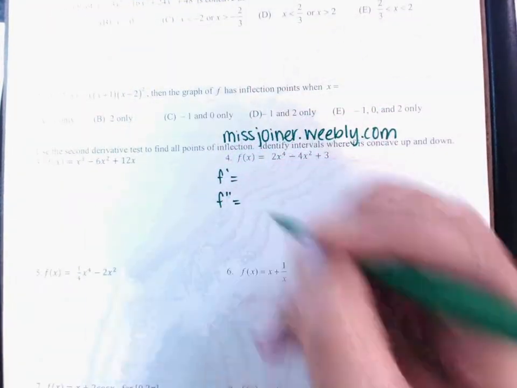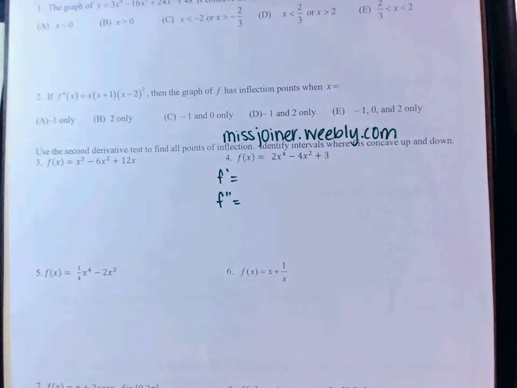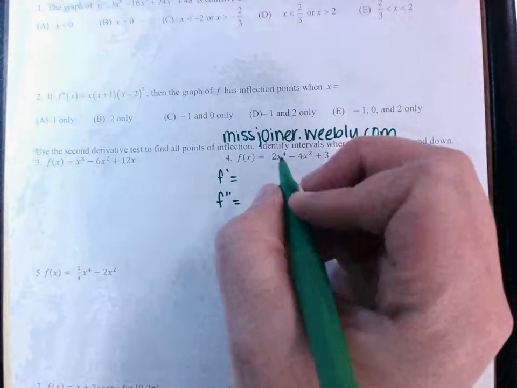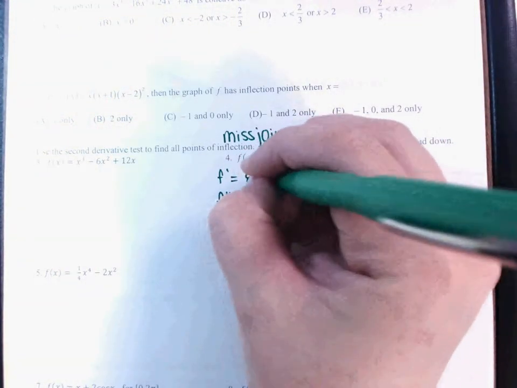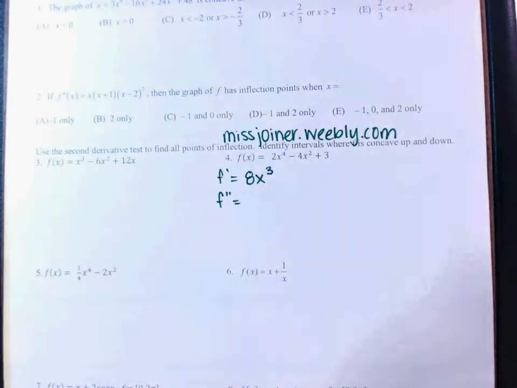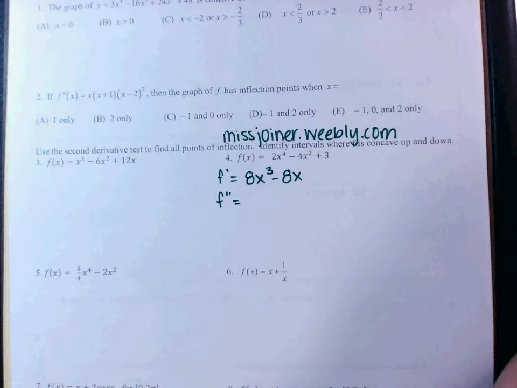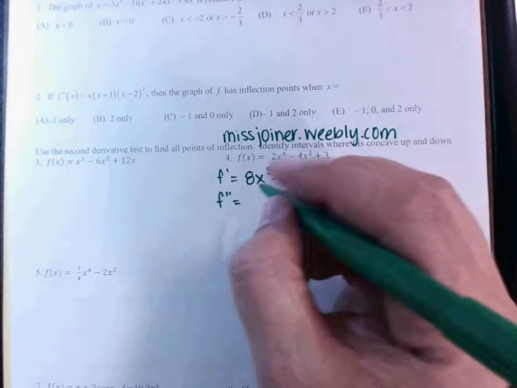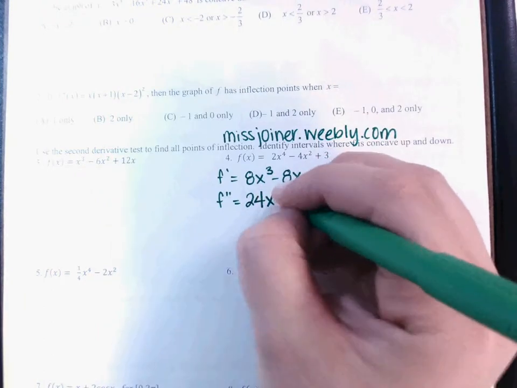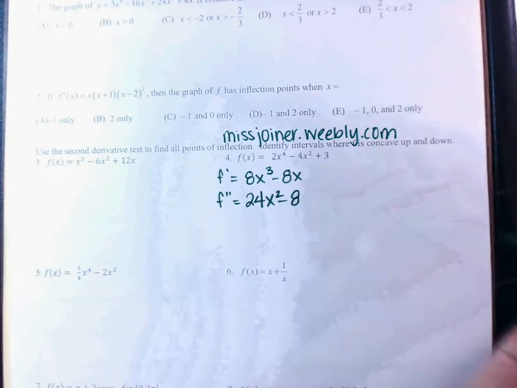Okay, number 4, you are going to take the derivative twice. This is a nice, easy polynomial. What's the derivative of f? Okay, yes. Now give me the equation. 8x cubed minus... plus? No, nothing. Good. Okay, next one. Derivative again. 24x squared minus 8.